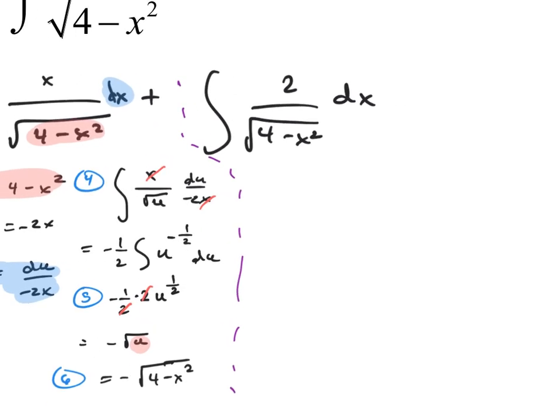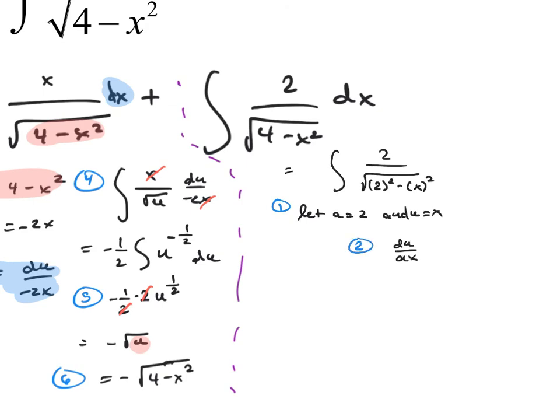So what am I seeing on this one for the second integral, which is the integral of 2 over the square root of 4 minus x squared? I'm seeing this as the integral of 2 over the square root of 2 squared minus x quantity squared. So this is one of my trig identities, or close to it. I'm going to let a equal 2 and u equal x. Again, step 2 is take that derivative of u with respect to x, so du dx would be equal to 1. And step 3 is solve for dx, so dx would equal du.